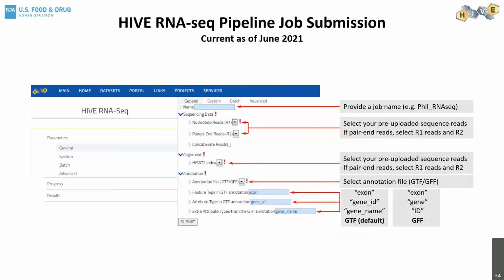We try to make it as easy as possible. We just provide a job name. You select your preloaded sequence reads, even R1 and R2 for the paired reads. You select your genome, like the index of the genome for the HISAT2 index. We select the respective annotation file, either in GTF or GFF format, and then these feature types and attribute types that featureCounts uses to extract the information from the annotation.